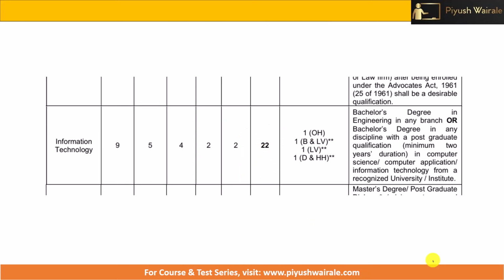You can see here the post name is IT Officer, Information Technology. We have a total of 22 vacancies here. But what's the criteria here? A bachelor's degree in engineering in any branch. So if you have done your BE or BTech, that's it. You are eligible for this particular post.